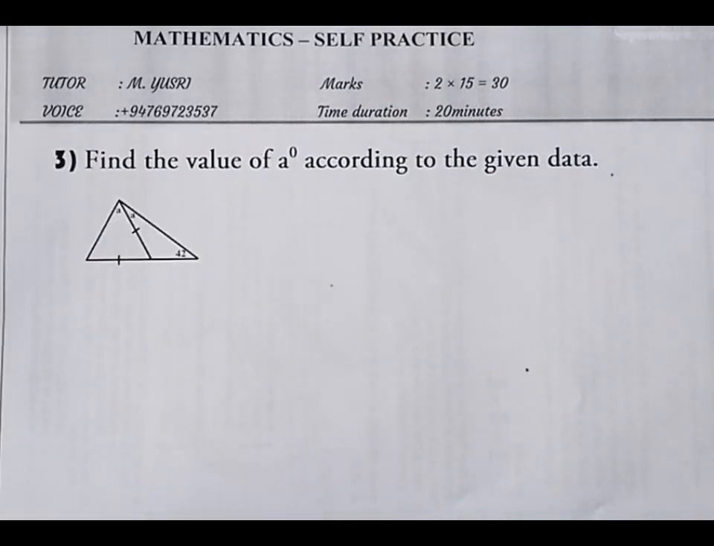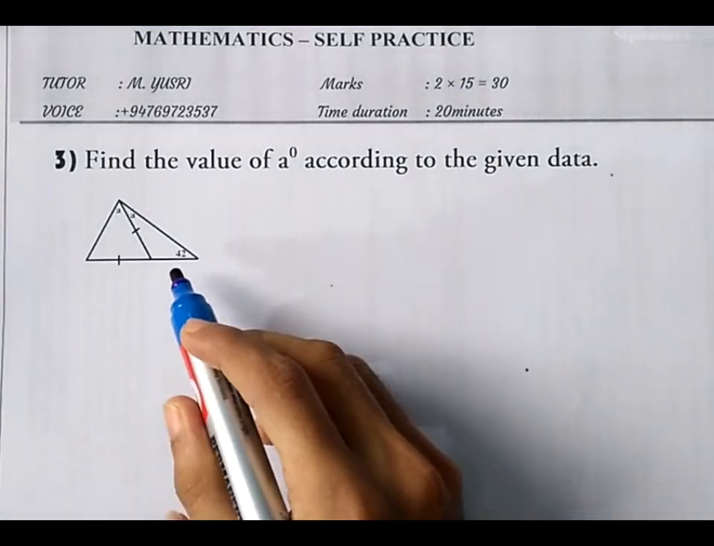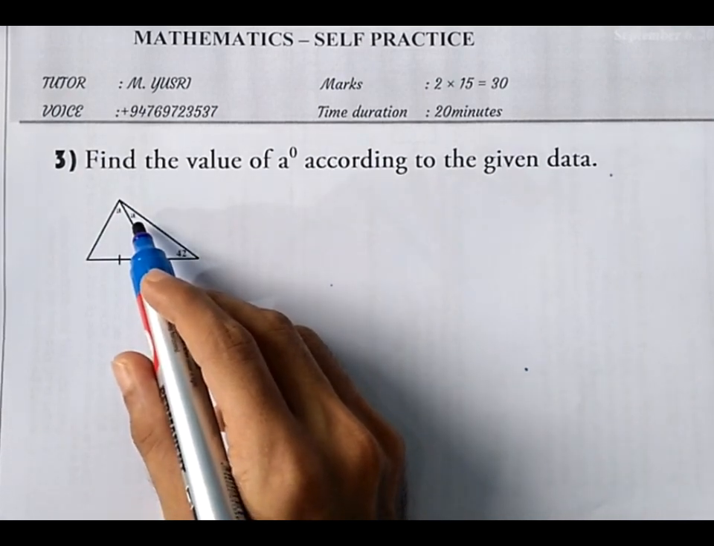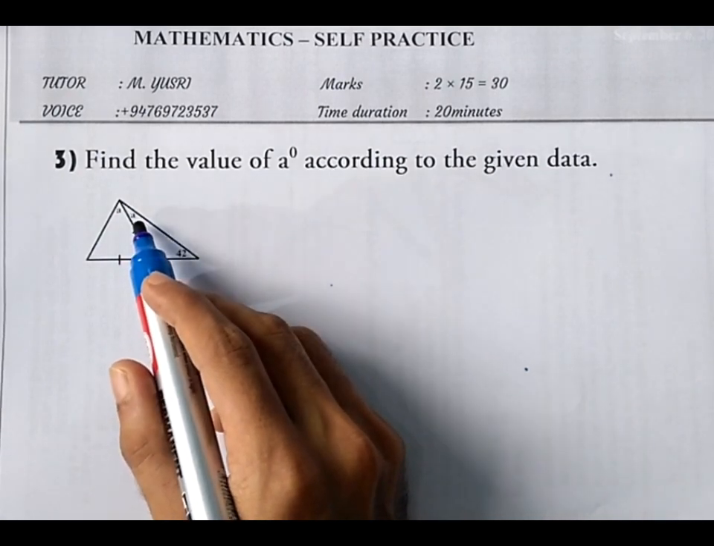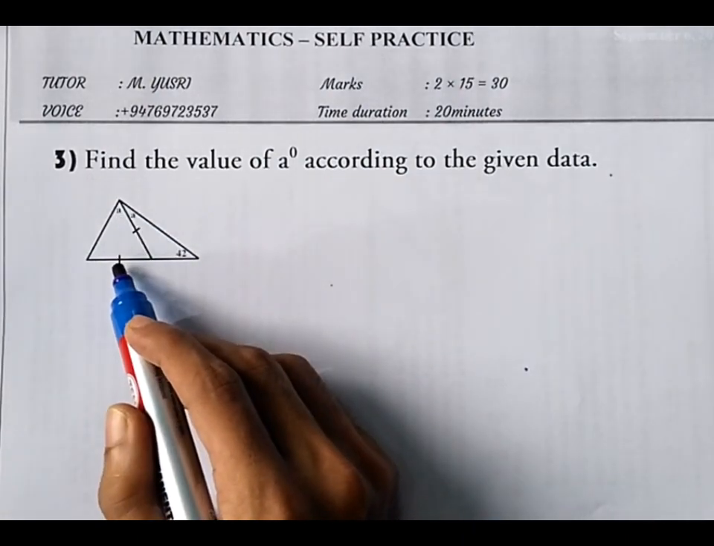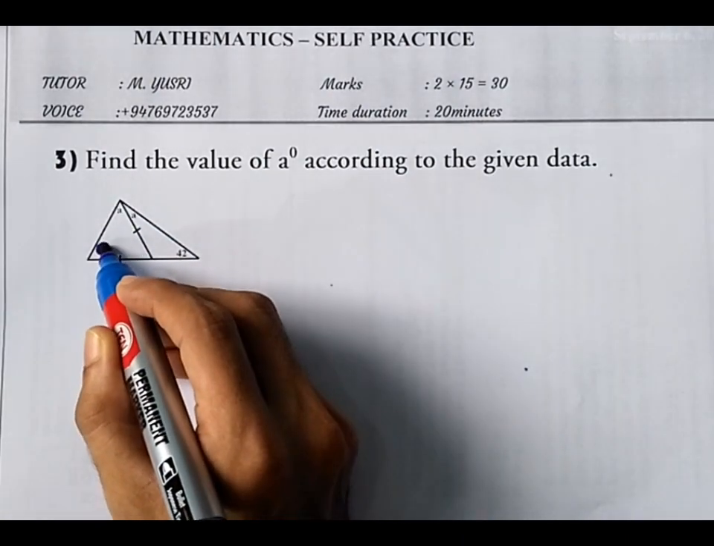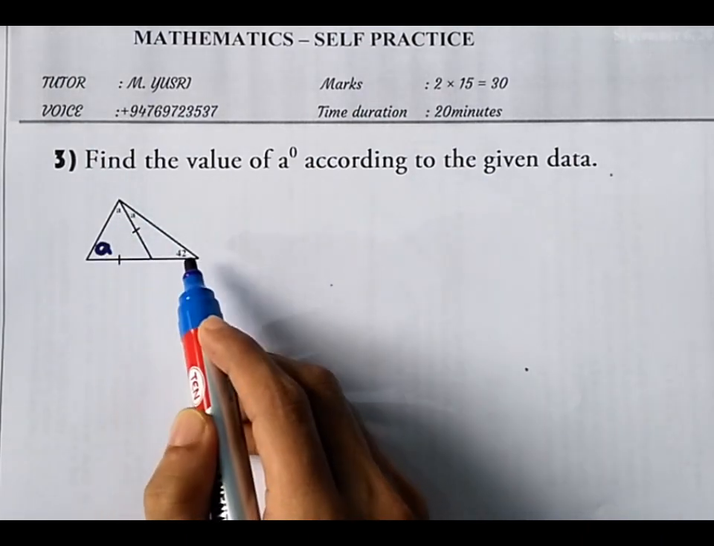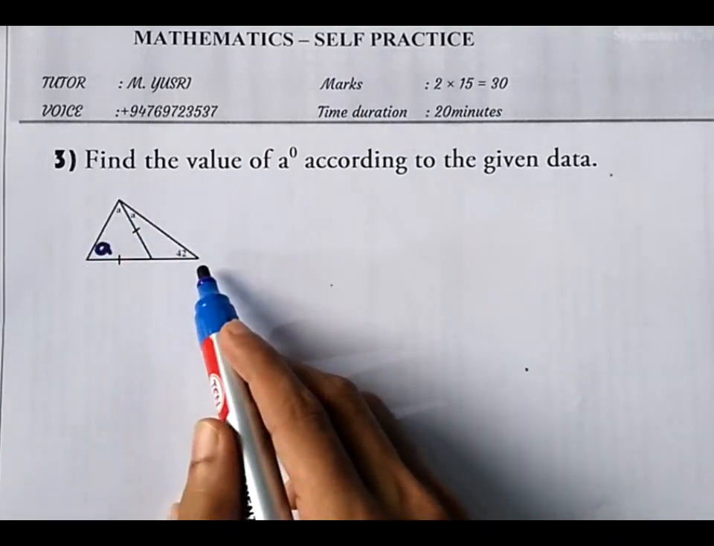So how to find the value of this A? So you can see here they have given one angle 42, and here the value of this angle is A and here it's A, and you can see an isosceles triangle. So the opposite angles are equal. So if this is A, then how much is this? Same A. Now can we find the value of this A or not? Yes. Now we'll consider this large triangle.